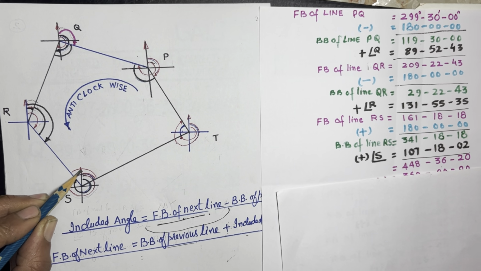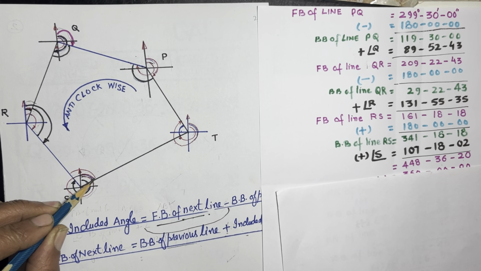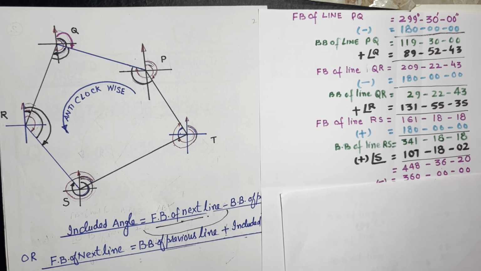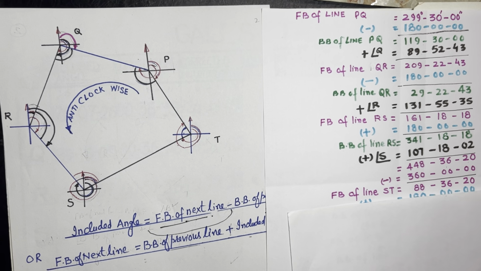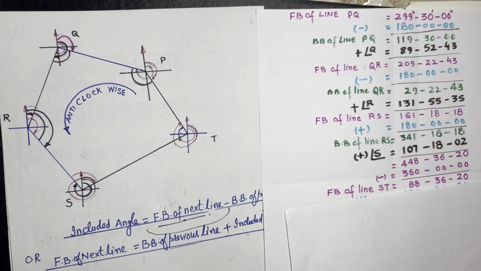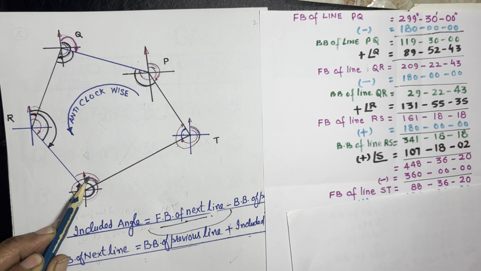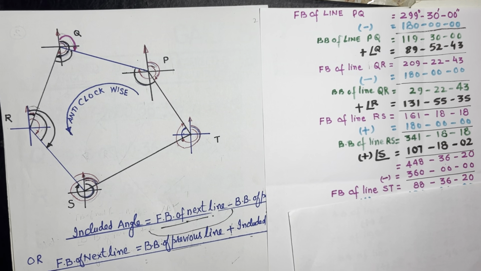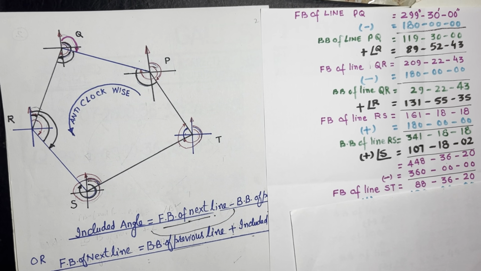After addition of this angle, the sum is more than 360 degrees. Now you can deduct 360 degrees from it, and this will give me the fore bearing of line ST. This angle is the fore bearing of line ST, that is 88 degrees 36 minutes 20 seconds. This is the fore bearing.